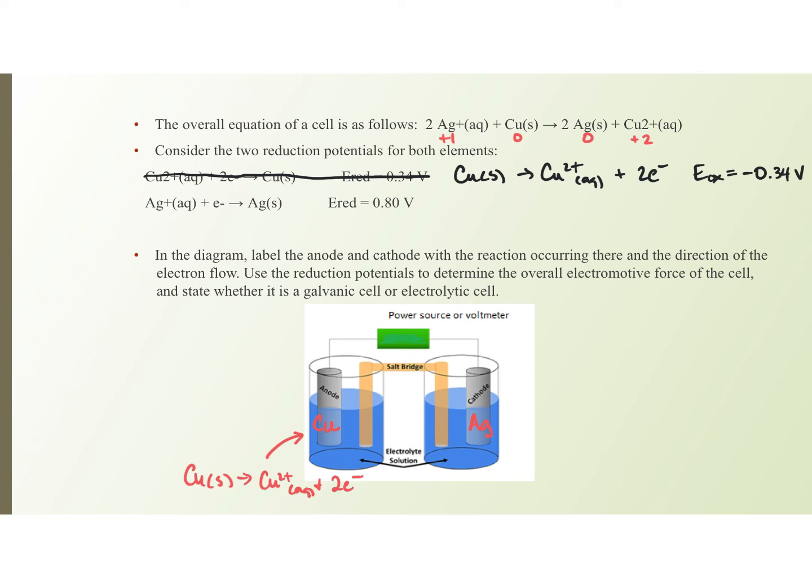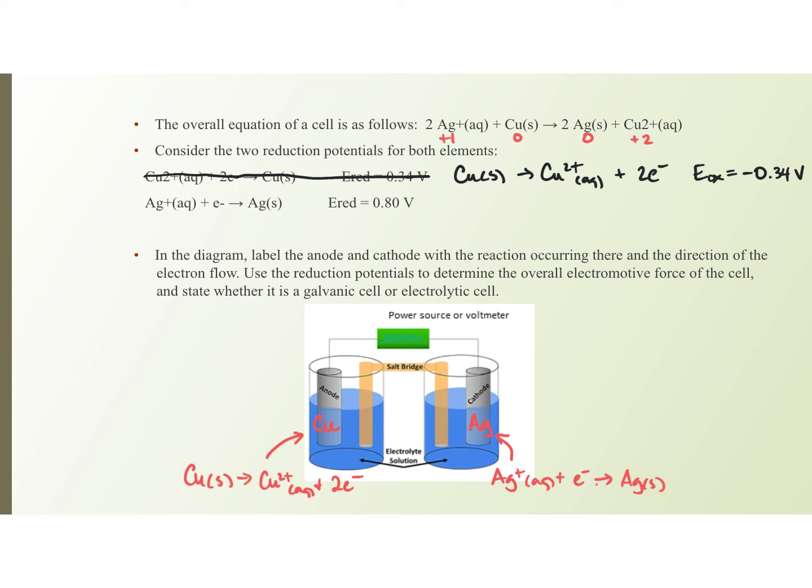And the reaction occurring at the cathode, where reduction occurs, would be Ag+ aqueous plus e- gives you Ag solid. And don't worry about balancing the equation at all. You don't need to make sure that the electrons are equal. The overall equation already takes that into account. So all you have to do is describe what is happening here at each electrode.